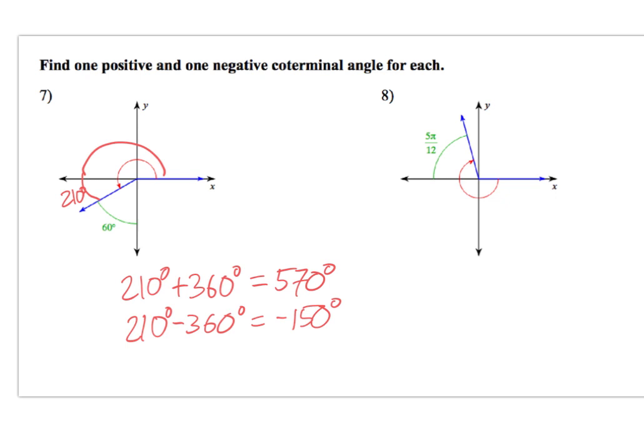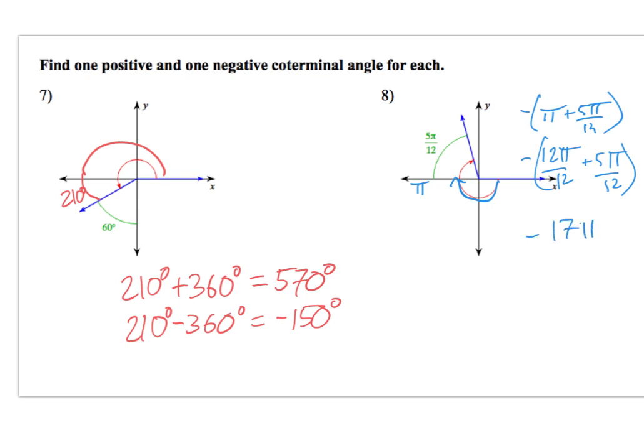We're going to do the same thing, but we're going to do this in terms of radians. So we've got pi here, and we've got pi plus 5 pi over 12. And this is going to be in the negative direction. So I'm going to convert this to say we've got negative 12 pi over 12 and 5 pi over 12, which gives us negative 17 pi over 12 as our angle.